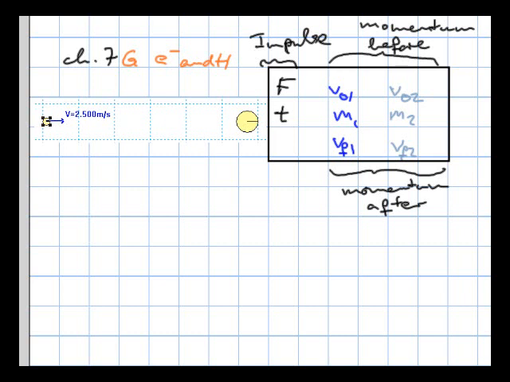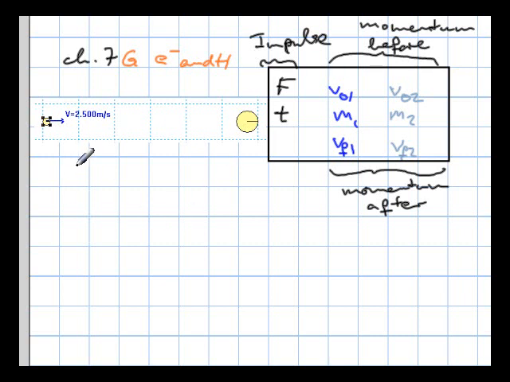This is problem G, and it says an electron collides elastically with a stationary hydrogen atom. The mass of the hydrogen atom is 1,837 times that of the electron. Assume that all motion before and after the collision occurs along the same straight line. What is the ratio of the kinetic energy of the hydrogen atom after the collision to that of the electron before the collision?